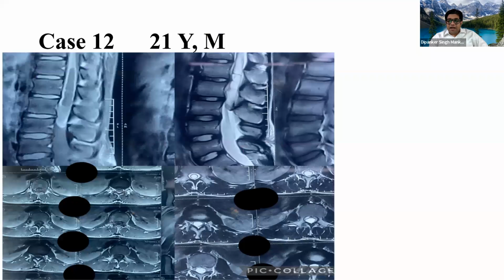So another unique case I would share with you. He is a 21-year-old male patient. So what do you think, Alex? What can it be?